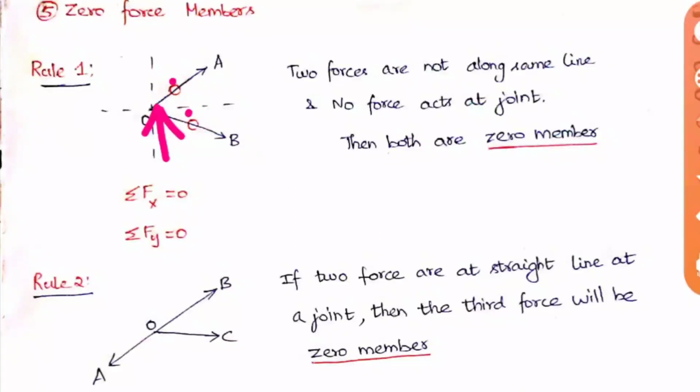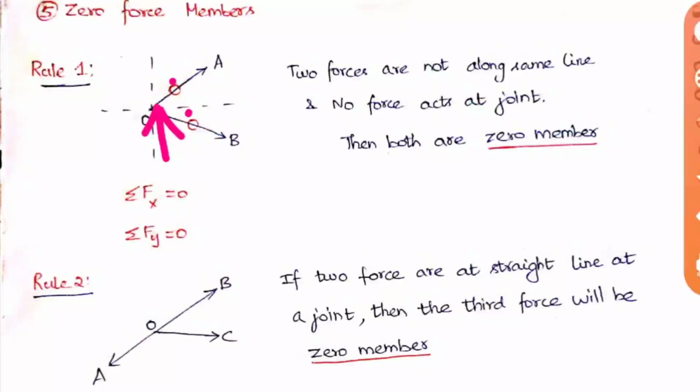So how are these rules made? Just by using the equilibrium conditions only. If this is the case and you apply sigma Fx equal to 0 and sigma Fy equal to 0, then obviously the forces in both the members will be 0 only. So that is what is formed as a rule here.